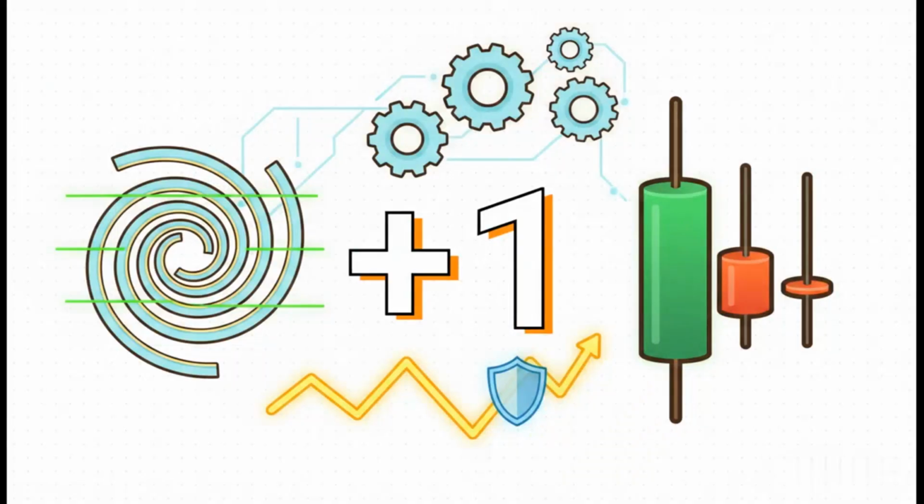Look, the key takeaway here is this. Always add at least one other reason to take the trade. We call this confluence. It could be your Fibonacci level plus a candlestick signal, or Fibonacci plus a support level. By adding that +1 factor, you dramatically increase the probability of your trade working out. Please never rely on the Fibonacci tool all by itself.